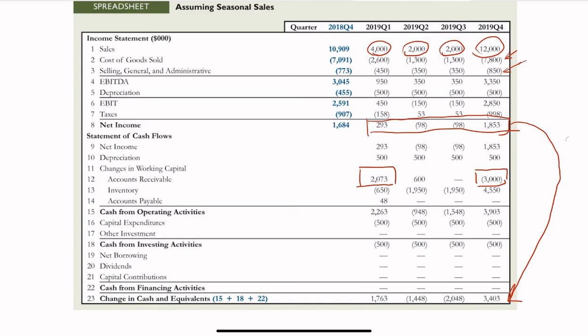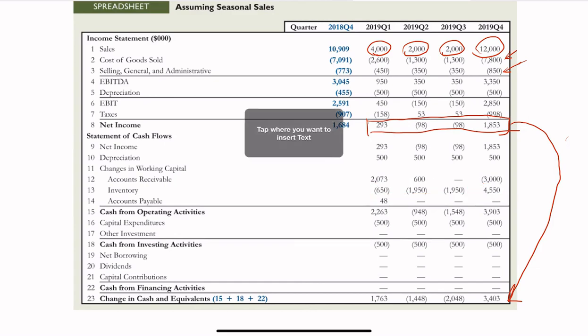Okay, and if we look at the inventory, it's also easy to understand, right? The firm is building up its inventory in Q1, Q2, Q3 because the firm will have a very large sales number in Q4. So the firm needs to build up inventory for Q4. And then in Q4, the firm will use up its inventory. So its inventory will reduce. And this will increase the firm's cash flow in Q4.